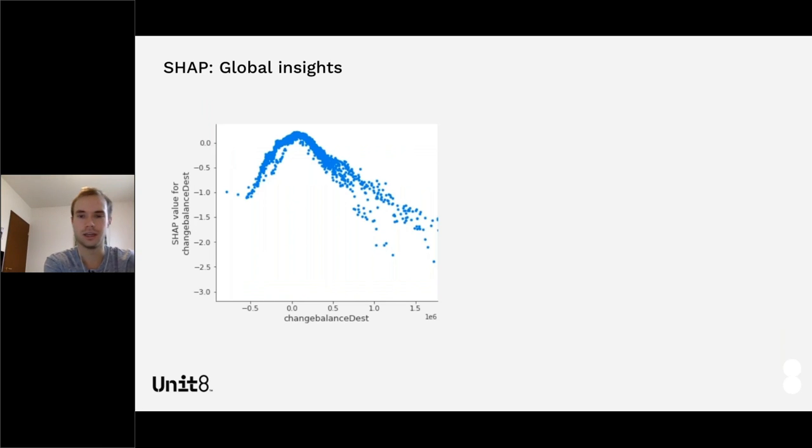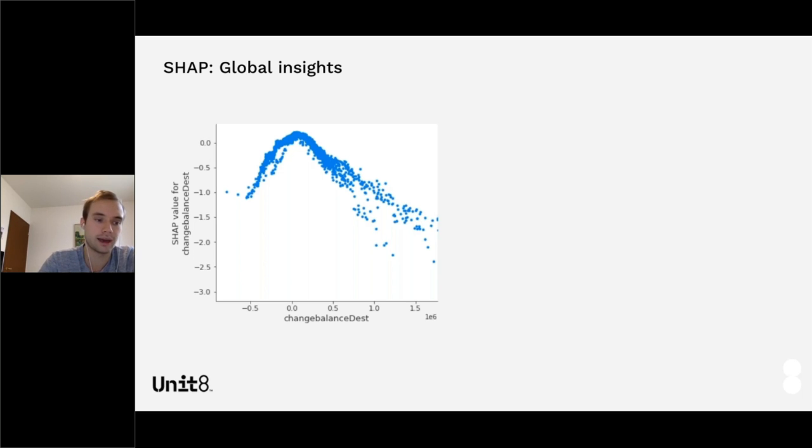So essentially, as I told you, the explanations are local explanations. So how can we get a general view? Well, basically, we can acquire more global explanations by aggregating many local explanations. The purpose of this plot is to show how the change balance destination feature affects model outputs in general.